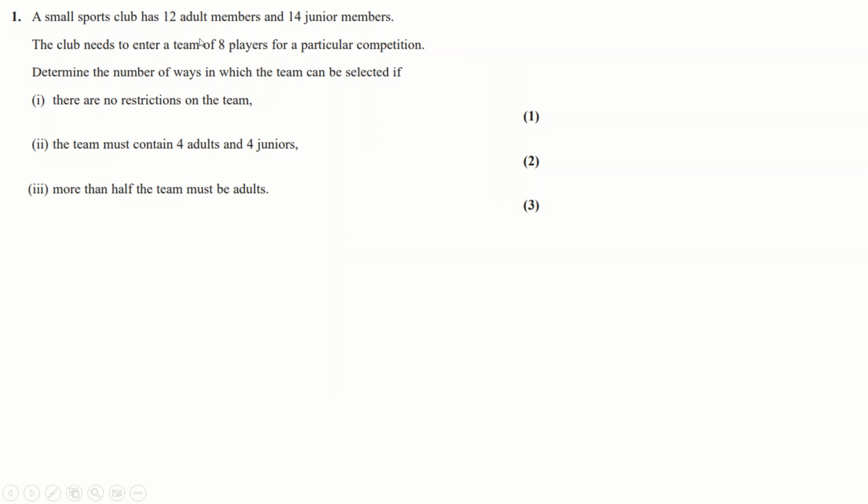Okay, no restrictions. Well, this is how many total members? 26 total members. If you're just choosing 8 with no restrictions, then that's just 26 choose 8. I do the choose notation like this, but however you want to do it, just type in 26C8 into the calculator, and you get this.